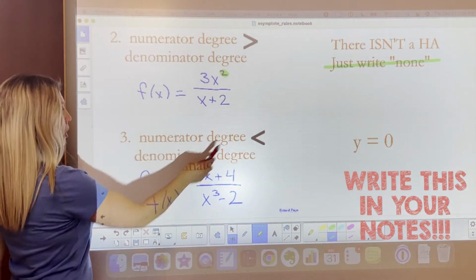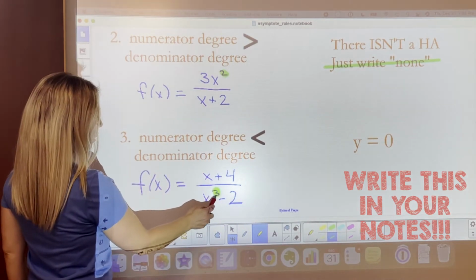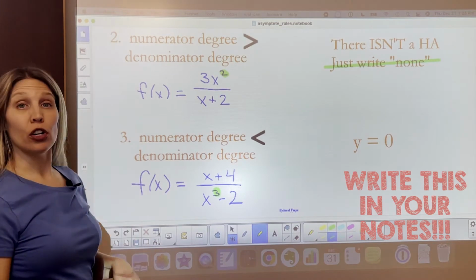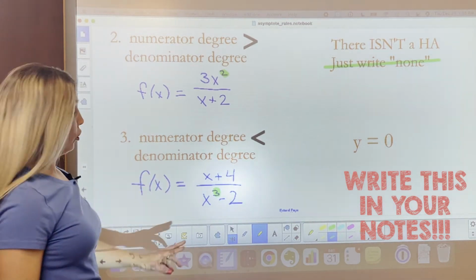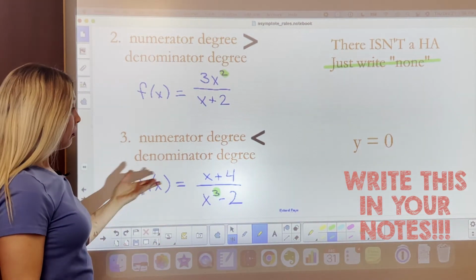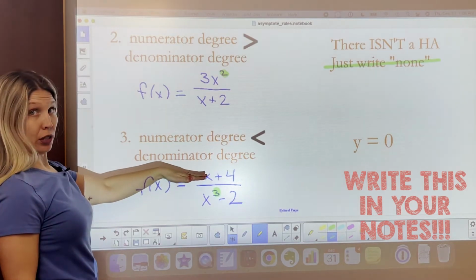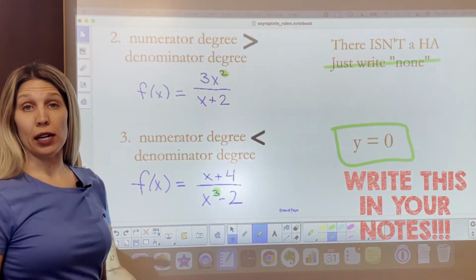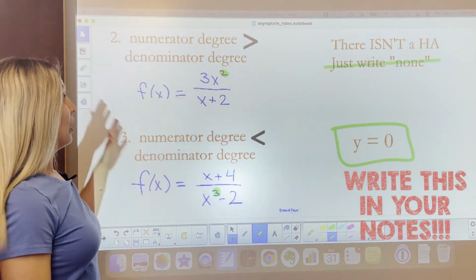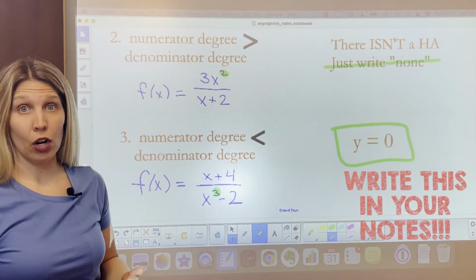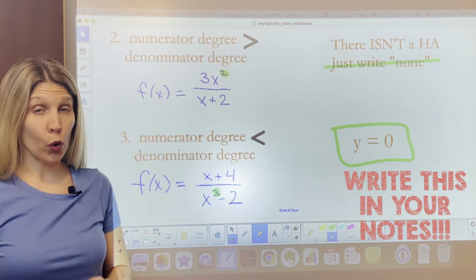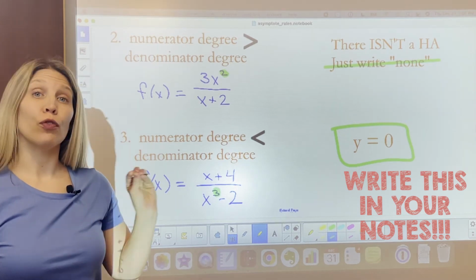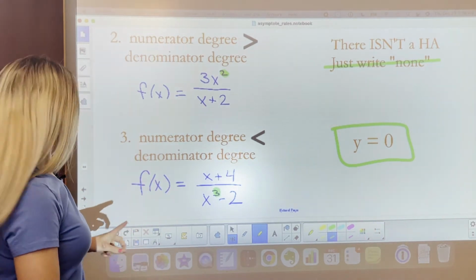Now, if your numerator degree is less than your denominator degree, so again, down here, your numerator degree is 1, your denominator degree is 3. If the numerator degree is smaller, then you're just going to write y equals 0. So these are the 3 simple rules for horizontal asymptotes. Let's do a quick couple problems to do both your vertical and your horizontal asymptotes.